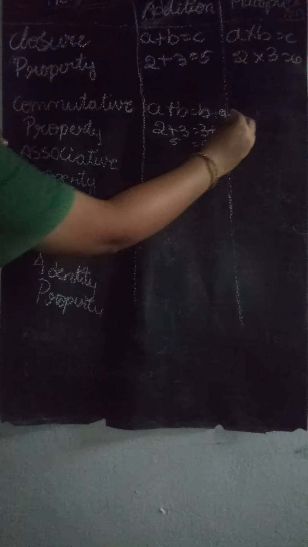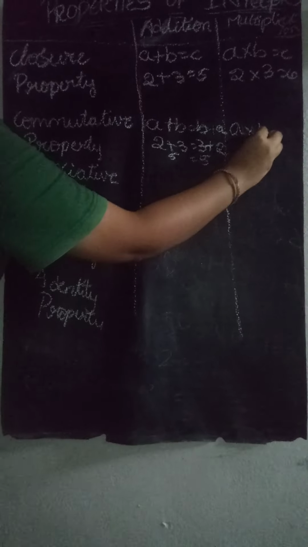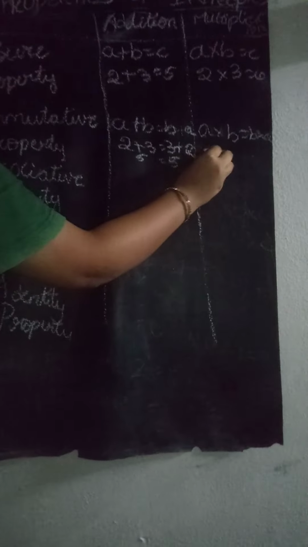Now coming to multiplication, commutative property under multiplication, we'll get A into B is equal to B into A. That means 2 into 3 is equal to 3 into 2, so we'll get both answers as 6. So this is called the commutative property under addition and commutative property under multiplication. I hope these both are very easy for you.